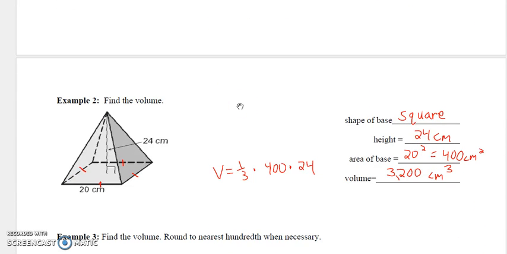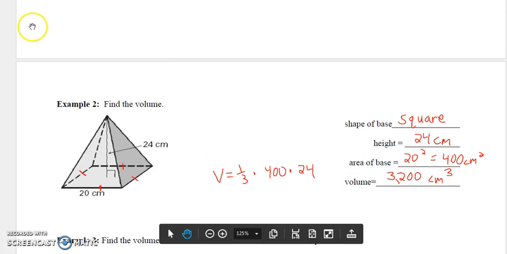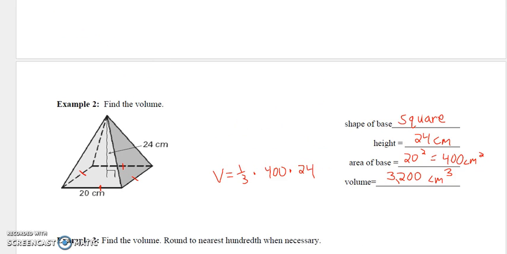This one, similar. It's a pyramid. The shape of the base is a square. The height is clearly labeled, 24 centimeters. And then I can easily get the area of the base by just doing 20 squared because it's a square. So what's the volume? 1/3 times the area of the base times the height. Once again, the units are cubed because it's volume.